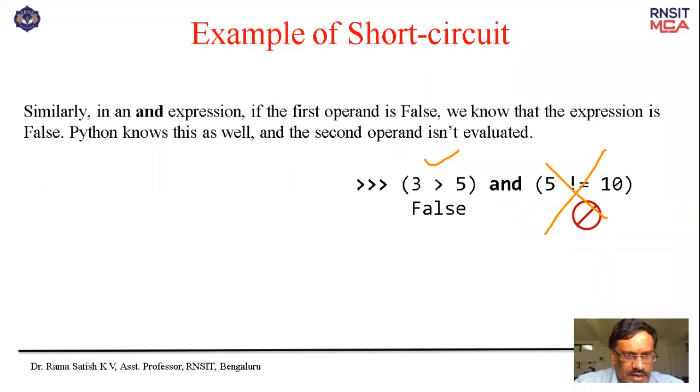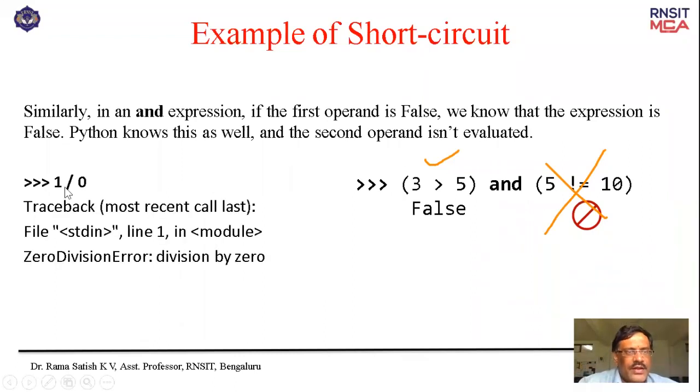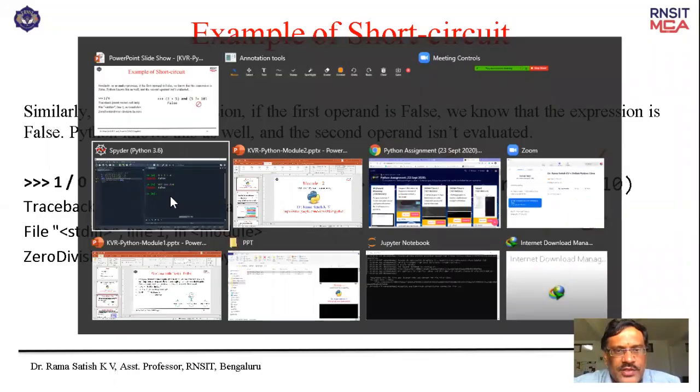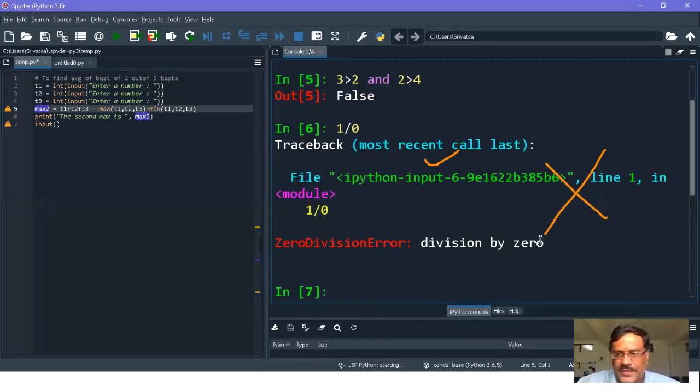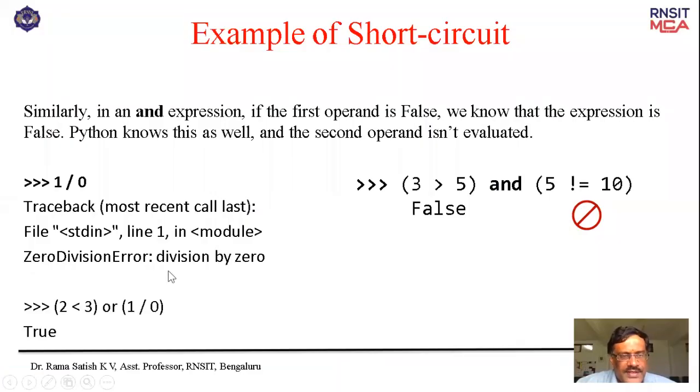Look at another example. 1 divided by 0 is what? 1 divided by 0 is an error, because we will get a divide by zero error. The same thing if I run in Jupyter, it is the same. 1 divided by 0 is always an error. So when you do this operation, you get an error. Now, we'll try this example.